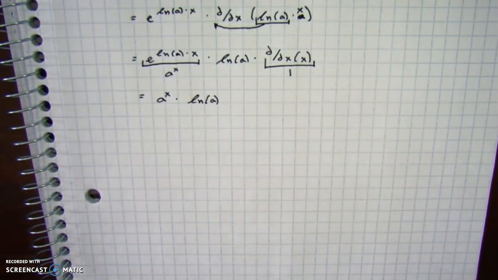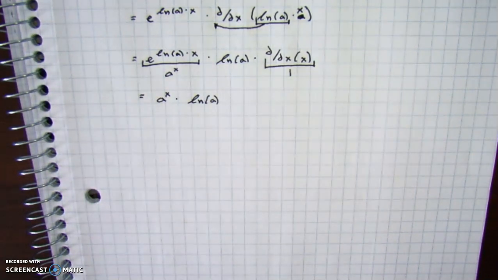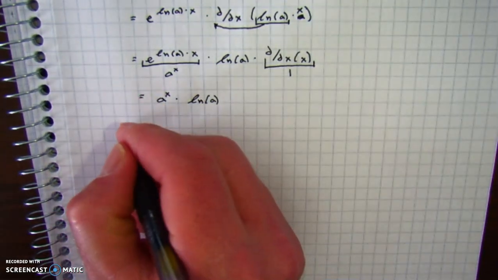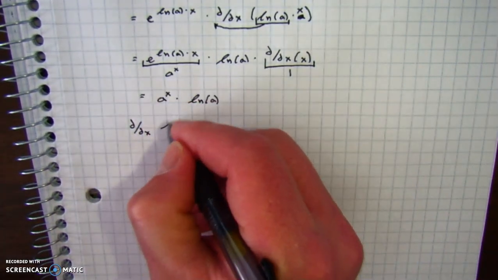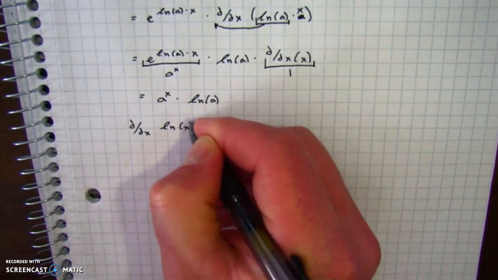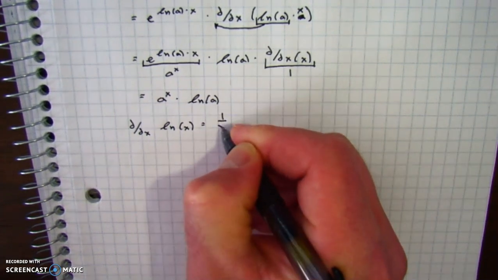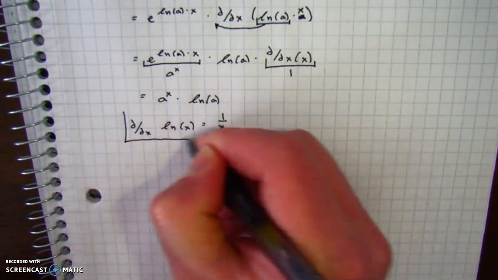Let me see if I can squeeze in one more down here on this piece of paper. Let's start looking at some of the logarithm stuff. The first one we'll look at is kind of a neat proof. The derivative of the natural log of x equals 1 over x.